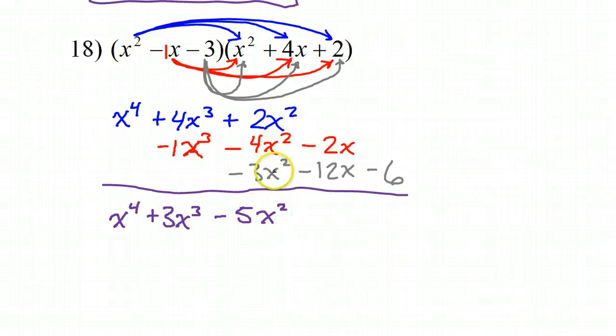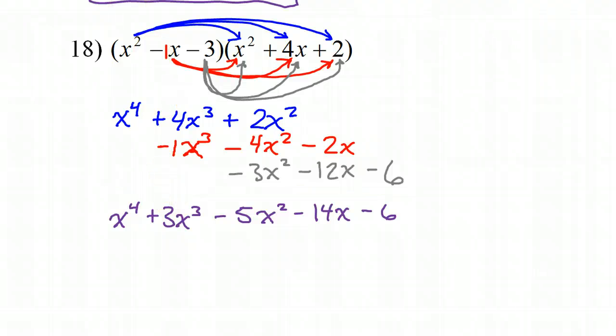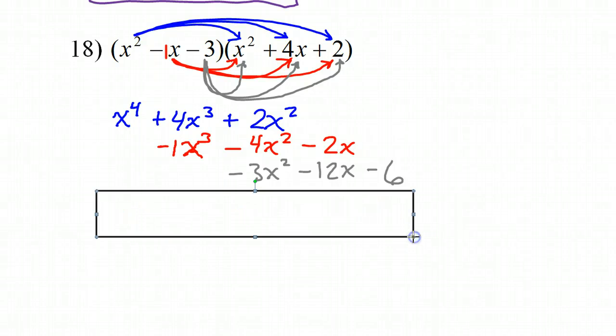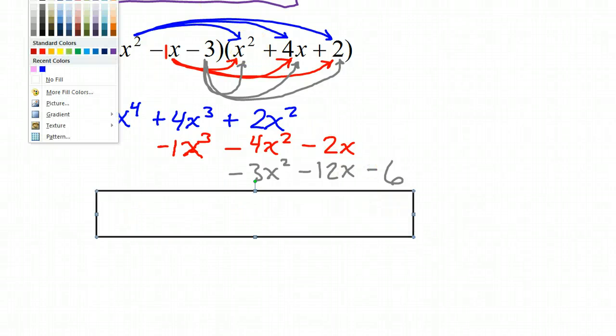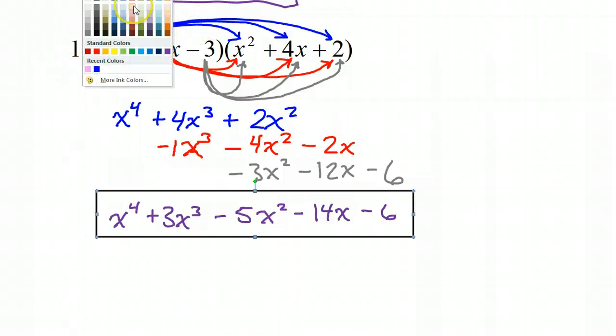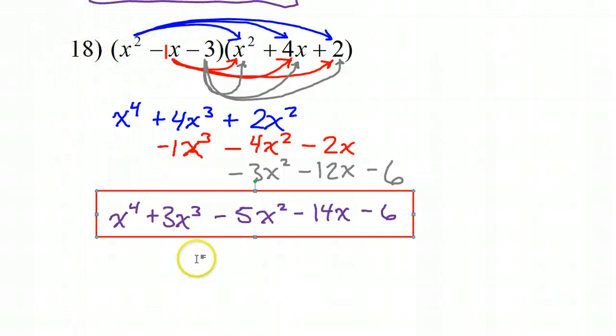x squared, x squared, x squared, x squared. Notice the x squared does not change, only the coefficient. Negative 2 and negative 12 make negative 14, so it's negative 14x. And then you bring down your negative 6. Now that is a very crooked line. Maybe I'll even cheat and make a box. So there would be your answer to number 18.